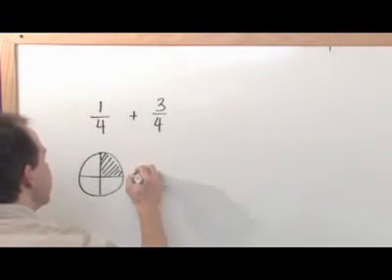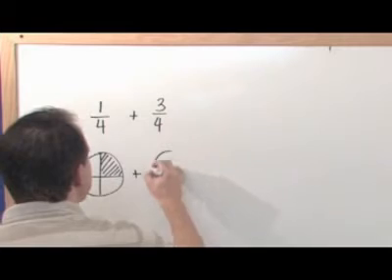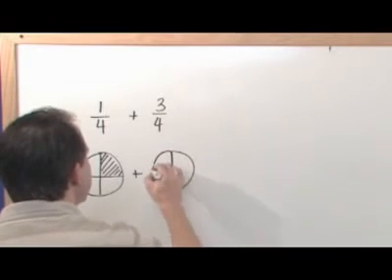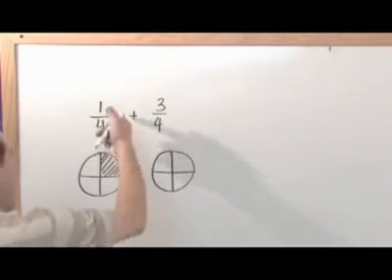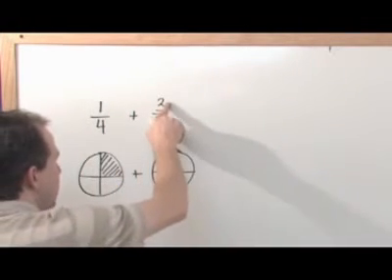And I'm adding to it some more pie. What does this number look like, okay? Again, I'm cutting the pie into 4 pieces because that's the bottom number, but I don't just have one piece of the pie over here, I have 3 more pieces.